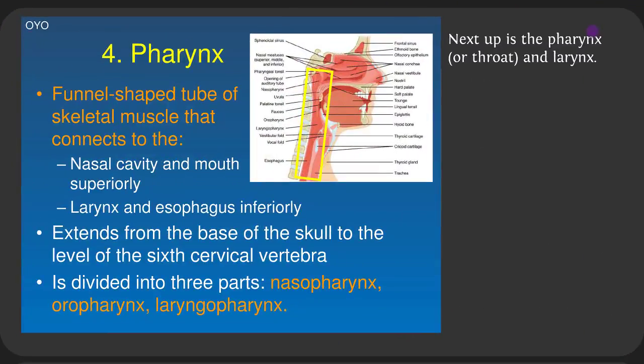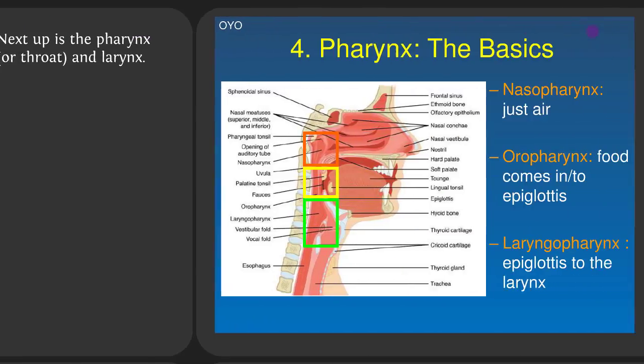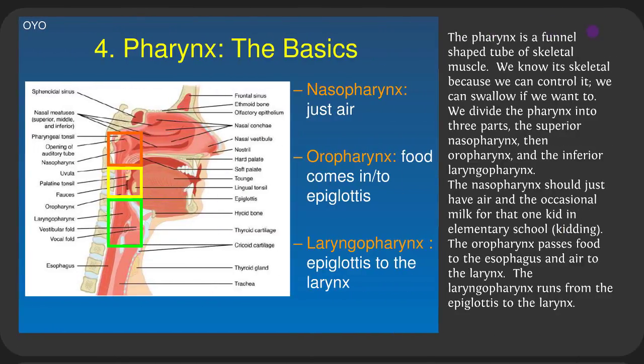Next up is the pharynx, or throat, and larynx. The pharynx is a funnel-shaped tube with skeletal muscle. We know it's skeletal because we can control it, so you can swallow when you want to. We divide the pharynx into 3 parts: the superior nasopharynx, then the oropharynx, and then the inferior laryngopharynx.